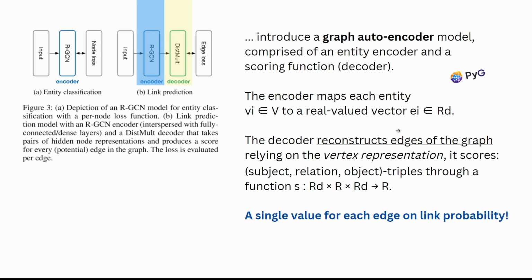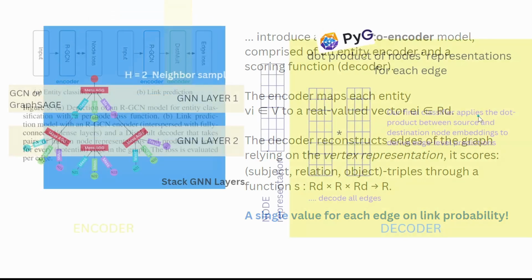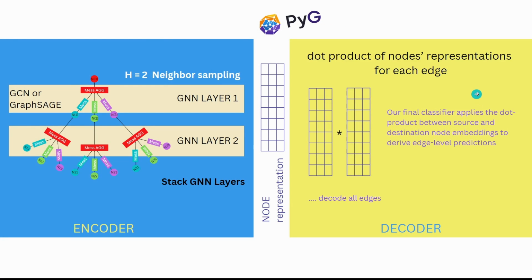So what it does, it takes a triple of subject, relation, and object, and it applies a function. So we end up with a single value for each edge on, is there a link or is there not a link? This can be something like an activation function, but let's have a look at the theory. What is going on here? Here on the left side we have our encoder, and on the right side we have our decoder. It is not so complicated.